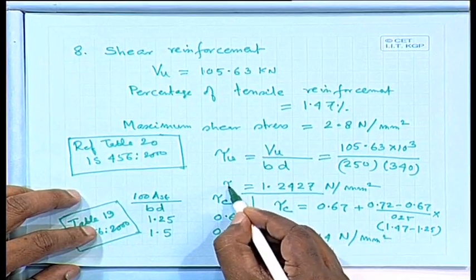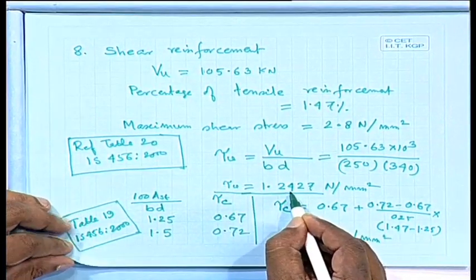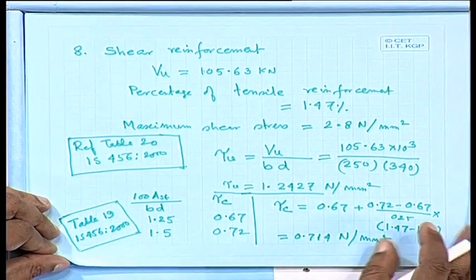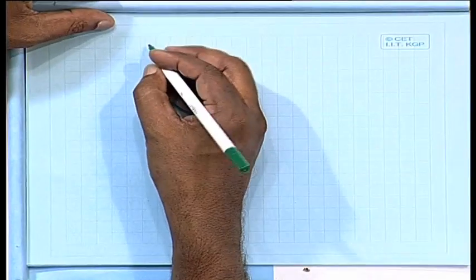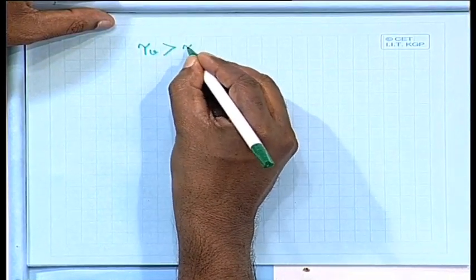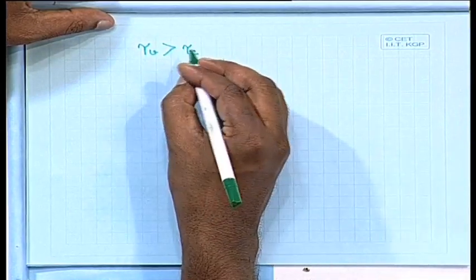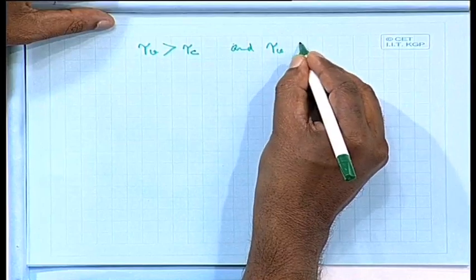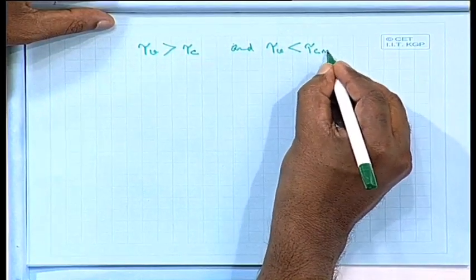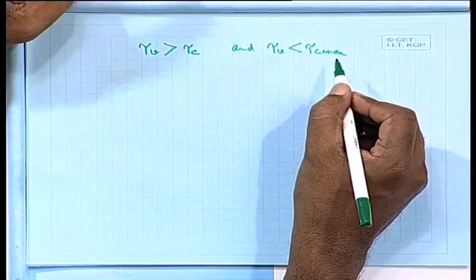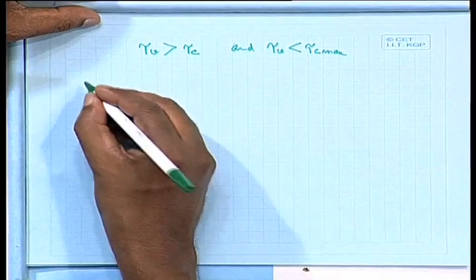So, this is your tau V which we have computed, which is coming as 1.2427, which is greater than 0.714. So, we need shear reinforcement. In our case we can write down that tau V is greater than tau C but tau V is less than tau C max. So, no need of changing the section, but we have to provide shear reinforcement.